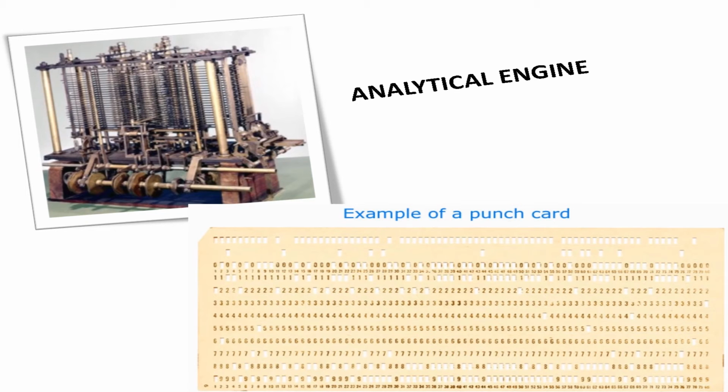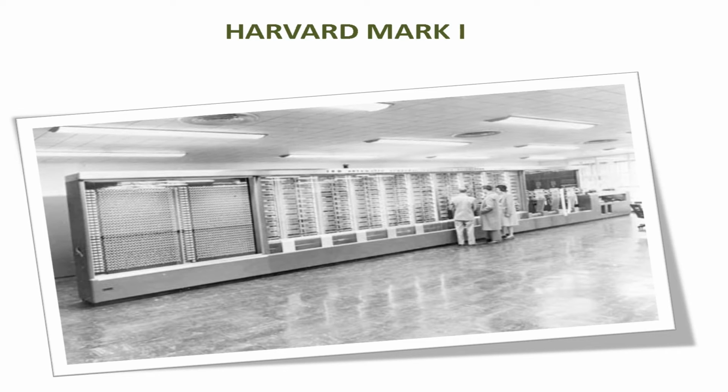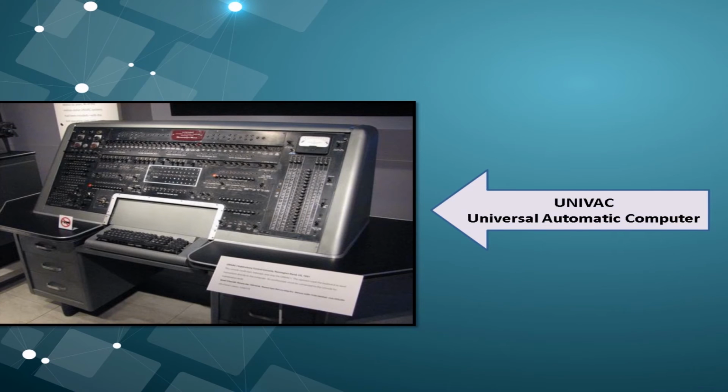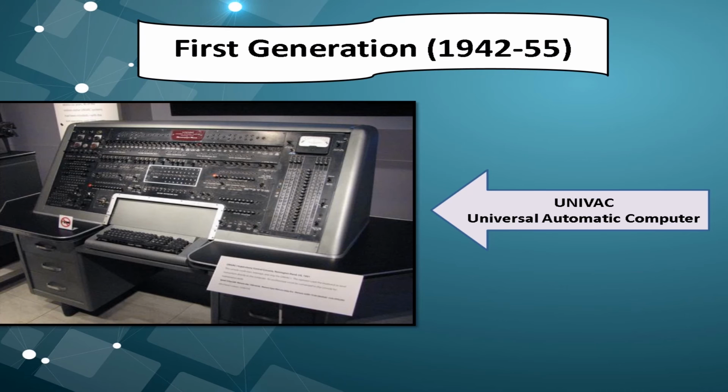The next is Harvard Mark I. That was a fully automated calculating machine. This machine was extremely reliable, but it was very slow and large in size. It occupied the area of an entire room. To overcome the drawbacks of Harvard Mark I, a sophisticated computing device was introduced in 1942, considered as the first generation computers.